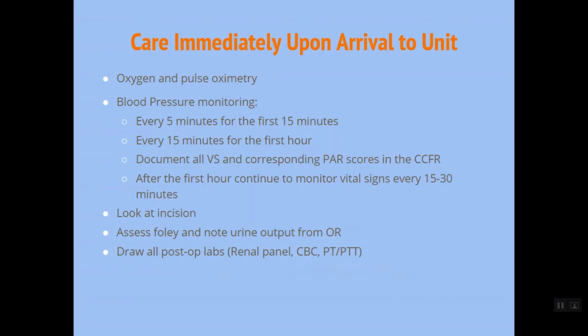So care immediately upon arrival to unit. You want to put the patient on the 50% venti mask, and you want to get your first set of vital signs. That includes your pulse ox. You're going to get a blood pressure every 5 minutes for the first 15 minutes, every 15 minutes for the first hour, and you're going to document all those vital signs and a corresponding post-anesthesia recovery score in your critical care flow record. After the first hour, continue to monitor vital signs at least every 15 to 30 minutes.